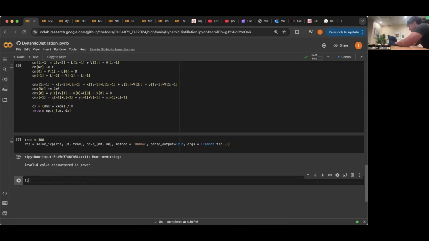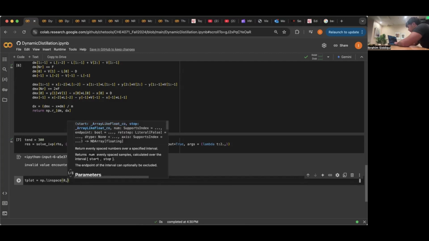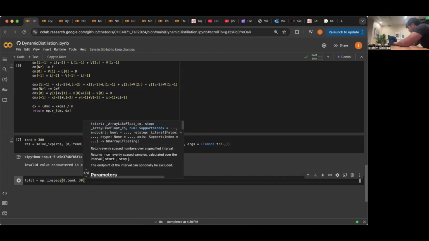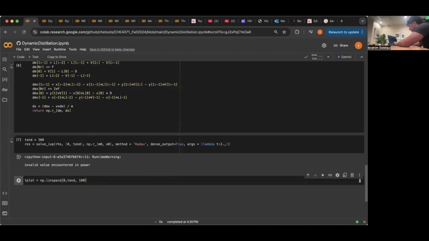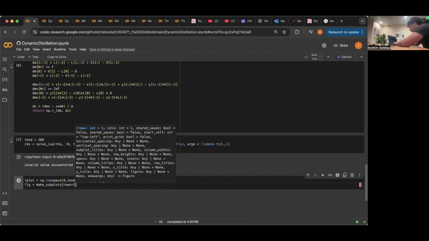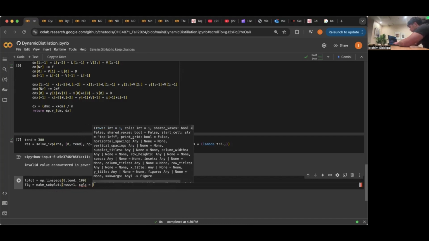We're going to be setting up our t plot. So that's going to be equal to np.linspace, and that's going to be from 0 to Tn, to 300, or just do that to 100. Sorry, I was thinking about Tn, which was set at 300. So our t plot is going to be equal to np.linspace. We're going to configure a subplot, so we're going to do fig equals make_subplots, with our rows equal to 1 and our columns equal to 2.